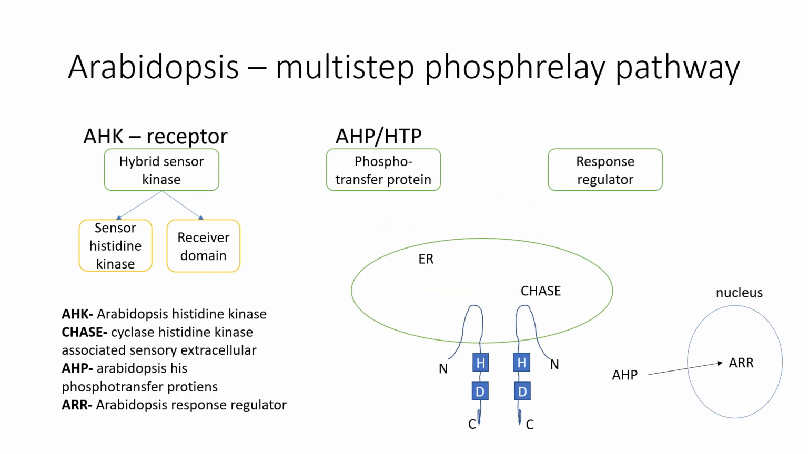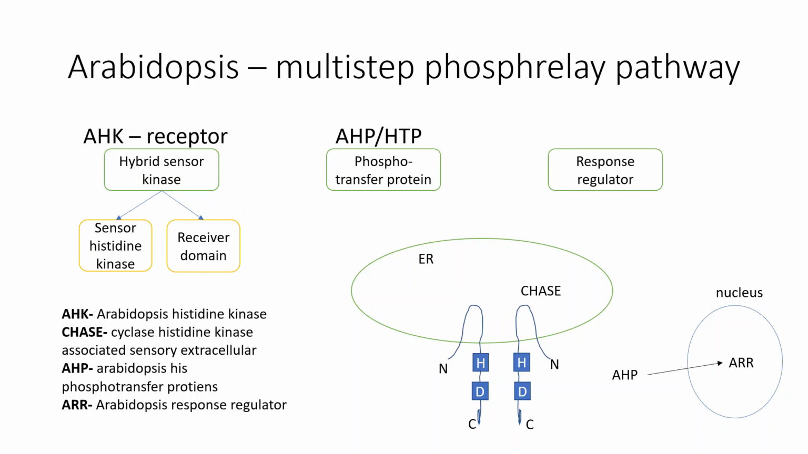Then how is it similar to the Arabidopsis multi-step phosphorelay pathway? It is also an advanced version of the two component system, and we use Arabidopsis in plants. It is a model of plant development, like we have Drosophila in animal development. So here we have three things. First one is the hybrid sensor kinase. Here we call it AHK. It is a receptor of cytokinin. So AHK is Arabidopsis histidine kinase. So in any protein we use Arabidopsis.